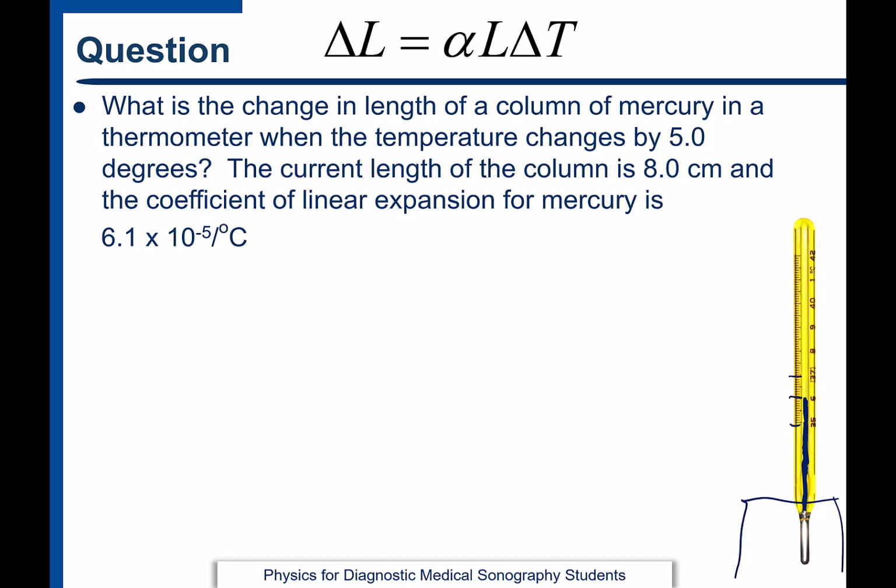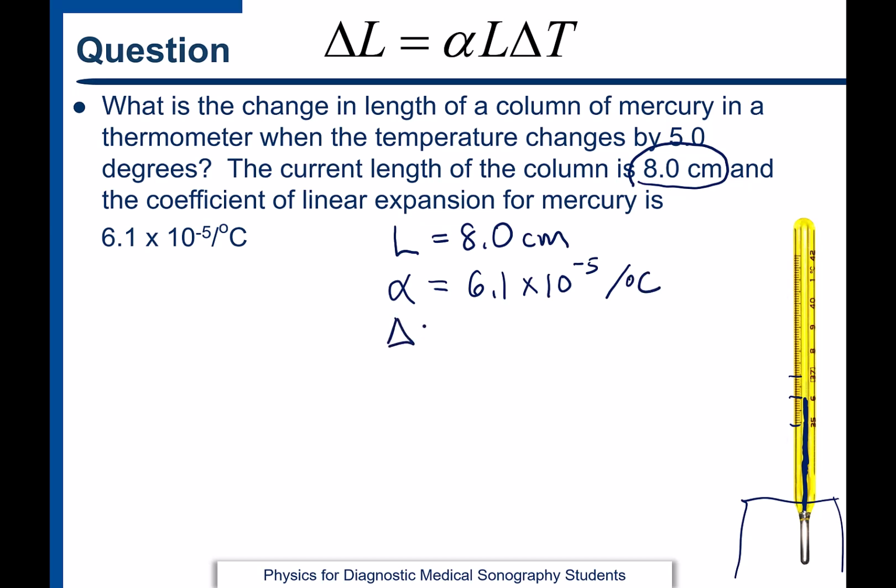You'll notice first of all that we've been given the length of the column, that's L, and we've been given it in centimeters. It's okay to leave it in centimeters, just know that delta L then will have units of centimeters. Alpha, we can see, has been given as 6.1 times 10 to the negative 5 per degrees Celsius. And delta T is 5 degrees, and we can assume that that's 5 degrees Celsius. And so now we just need to plug into the formula.